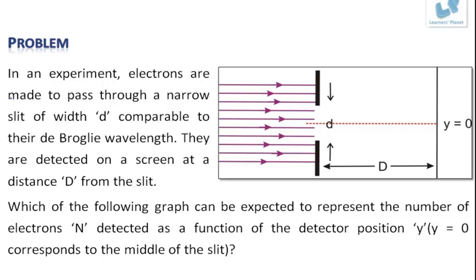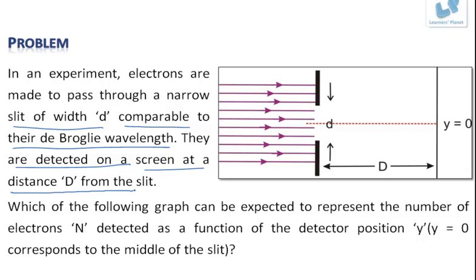Now in an experiment, electrons are made to pass through a narrow slit of width d comparable to their de Broglie wavelength. They are detected on a screen at a distance capital D from the slit. Which of the following graphs can be expected to represent the number of electrons n detected as a function of the detected position y, where y equal to 0 corresponds to the middle of the slit? So this is the central maxima position.